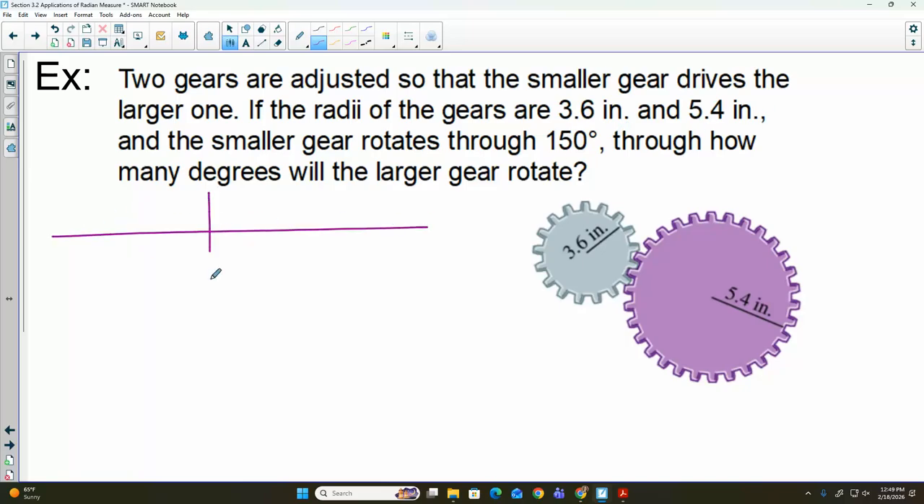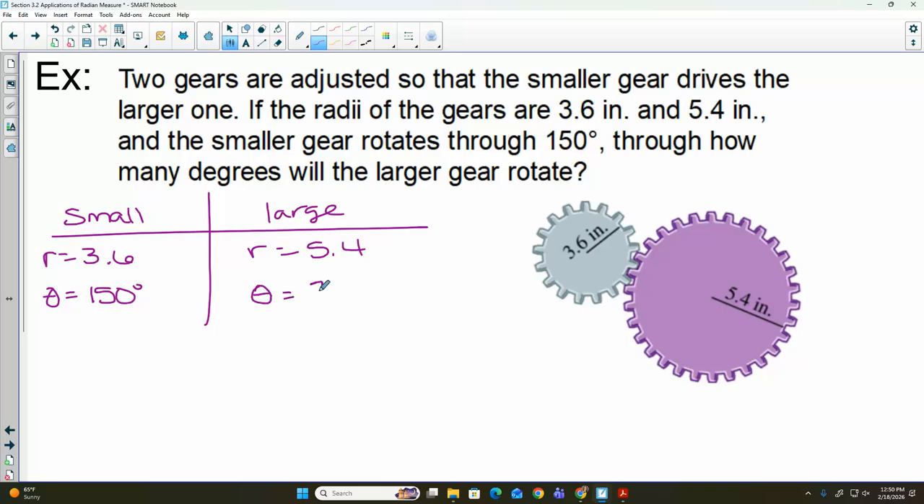All right, I'm going to organize this. I've got my small one, my large one. So for the small, the radius is 3.6. For the large, the radius is 5.4. The smaller gear rotates through 150 degrees. So my small angle is 150 degrees. Through how many degrees will the larger gear rotate? So what am I trying to find? The angle in the larger gear.